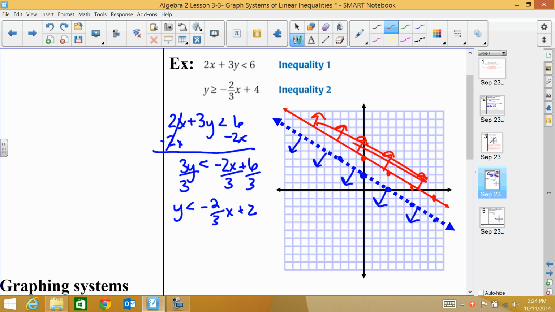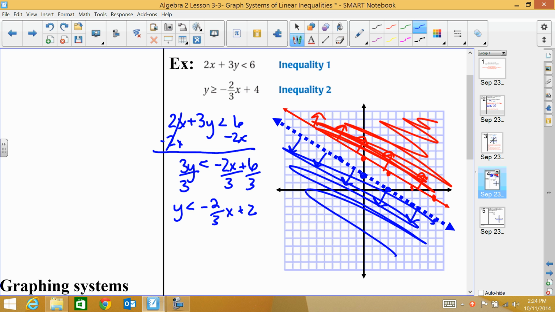So if you look, this shading and this shading, they do not overlap. So there would be no solution to this system of equations.